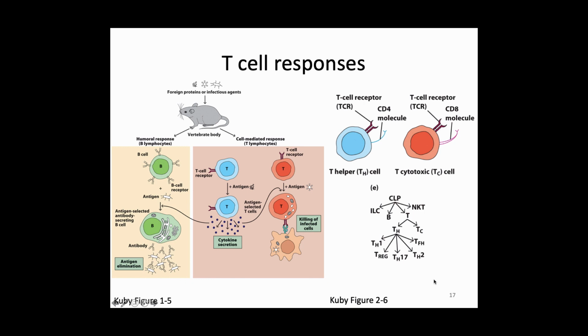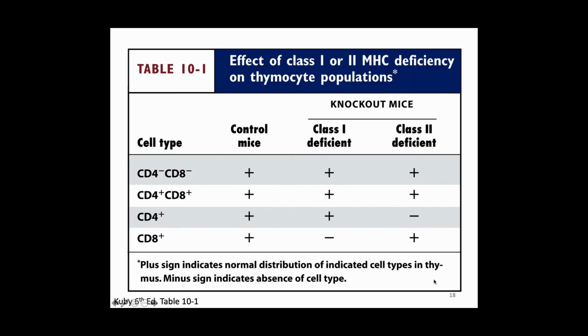So we expect in the periphery to see CD4 T cells and CD8 T cells, both single positive types, but if we perhaps see something different, that might indicate that something strange was going on during T cell development in the thymus. So one of the ways that we might look at this is we might use mice that are either missing MHC class 1 or MHC class 2.